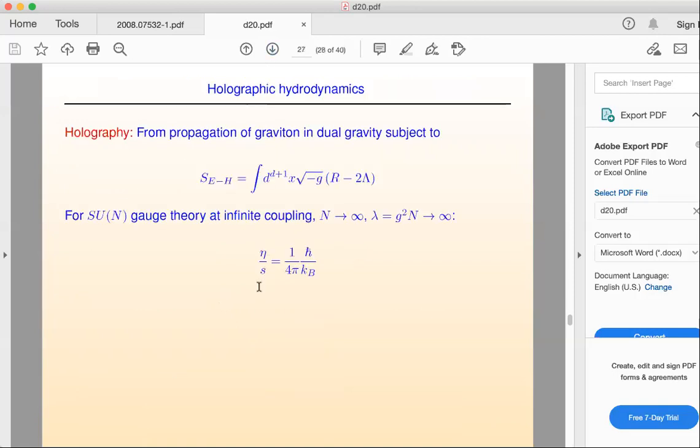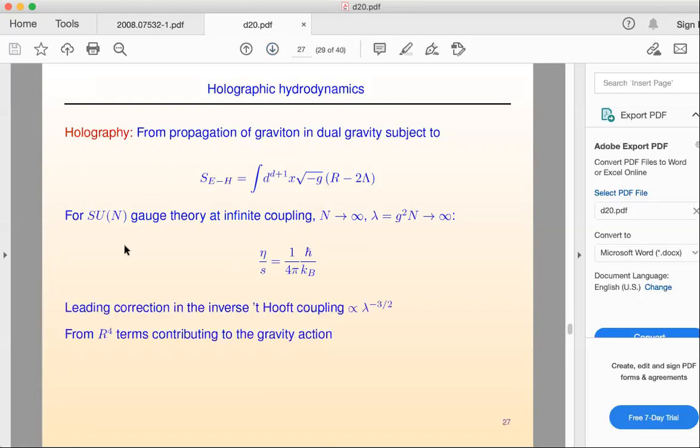On the AdS side, this result is obtained by solving the equation of motion for these graviton fluctuations, and these equations of motion are obtained from the Einstein-Hilbert action in this higher dimensional gravity space. Okay. Now this is a result at infinite 't Hooft coupling, when the coupling lambda, which is g squared times N, goes to infinity.